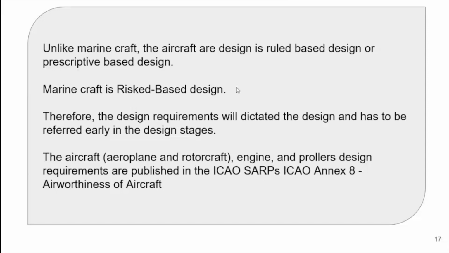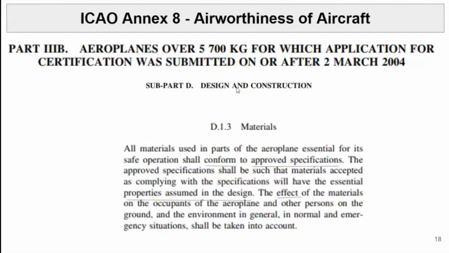So if you want to see how the aircraft is designed in detail, you can go to Annex 8, Section 3 and above, I believe, all about design requirement. So let's see what they have. Just as an example, I want to bring you to see what is in there. For example, if you look at the material, we're talking about composite. If there is a D13, for example, all material used in parts of the aeroplane essential for its safe operation shall conform to approved specifications.